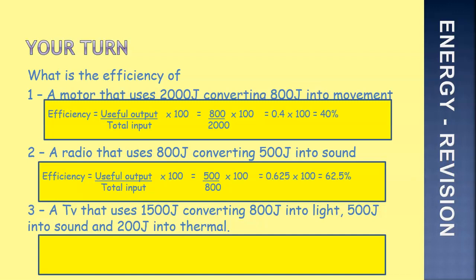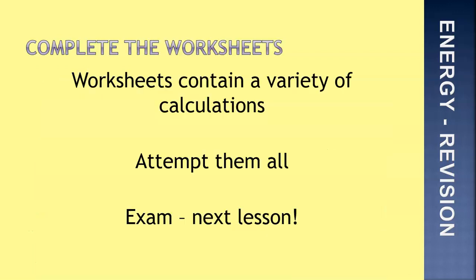Question 3, a TV that uses 1,500 joules converting 800 into light, 500 into sound and 200 into thermal. In this case, both light and sound are useful, so we add those two together, giving us a value of 1,300 joules. Divide that by 1,500, we come out with 87% efficient.